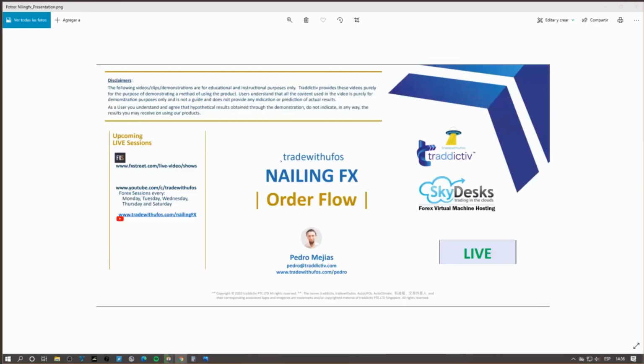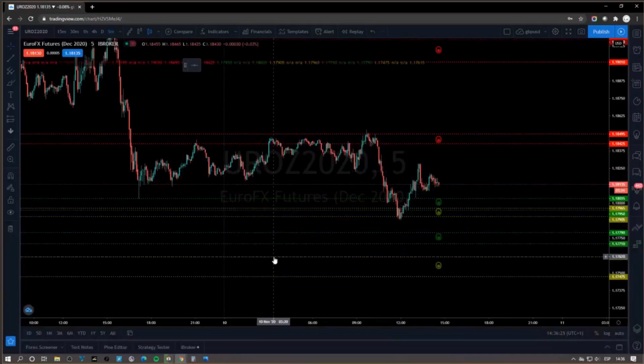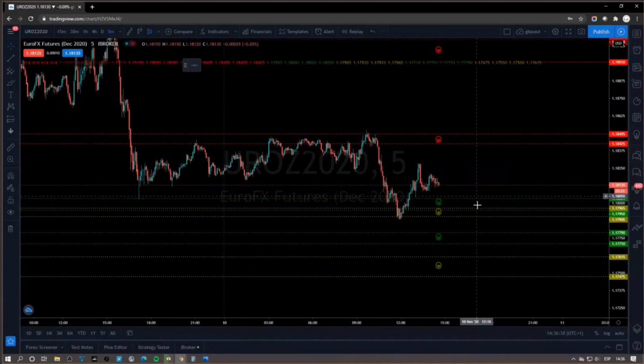I guess you guys have seen in previous sessions the UFO system, which is brought to you by Trade with UFO. Let me just show you a little bit about it. What the UFO indicator does is it shows you, this is the euro, and you can see these red lines and these green lines as well. Red means selling areas, and green means buying areas.